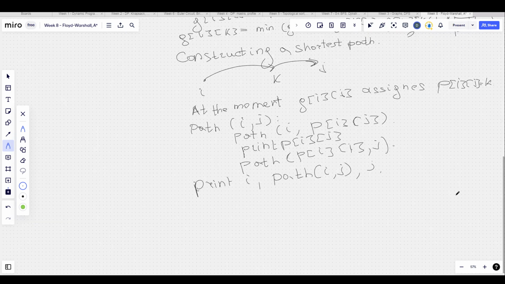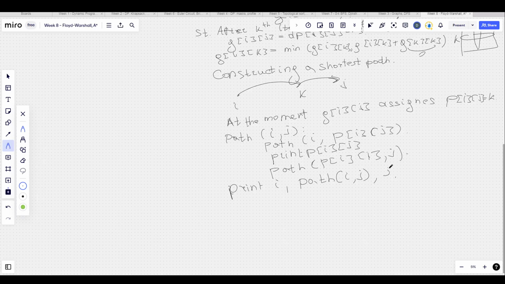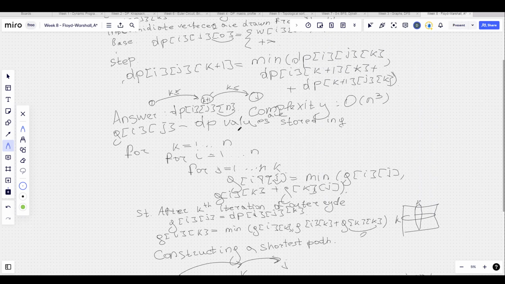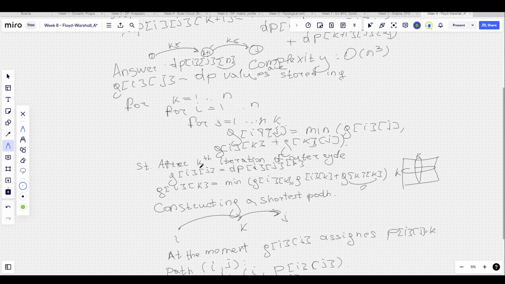Do you have questions? Any questions? How do we construct the path, or why is it correct? Does this order work correctly?